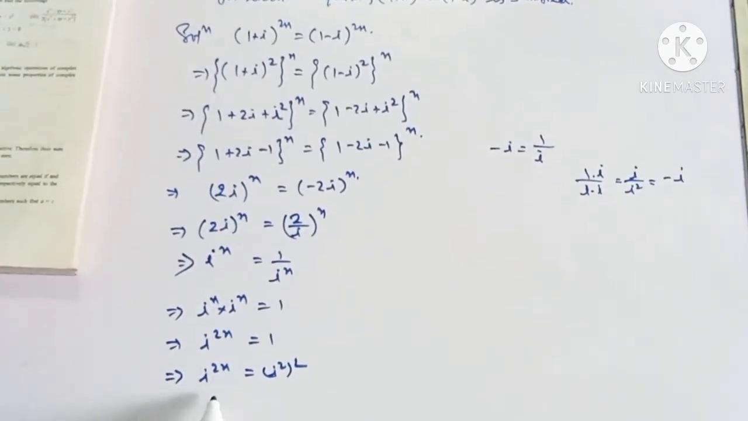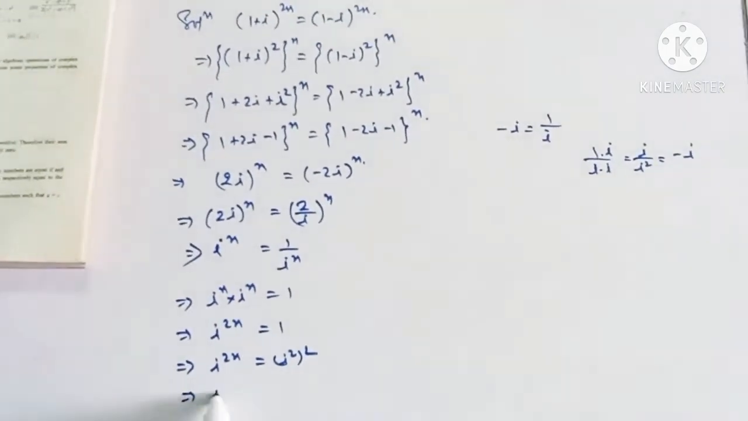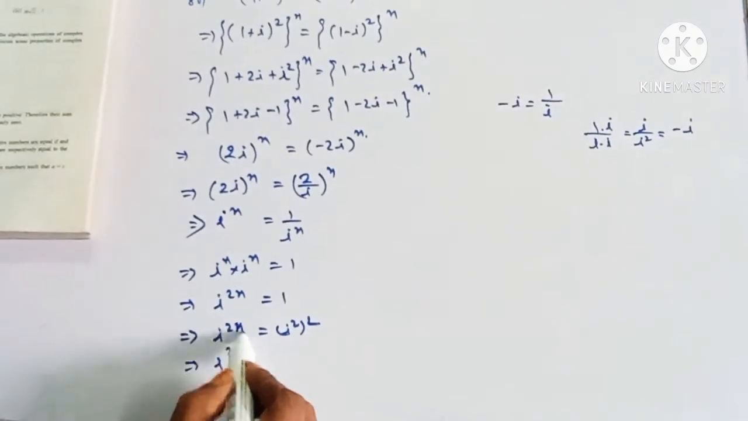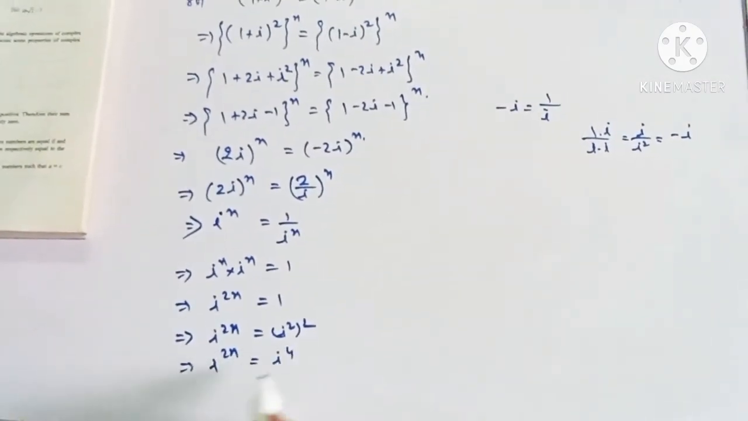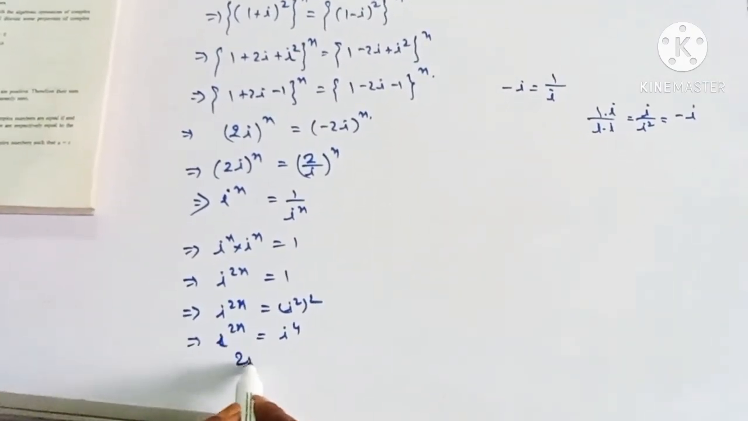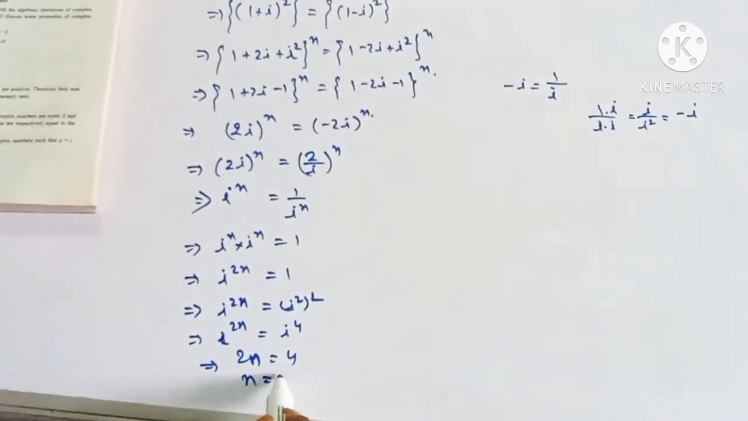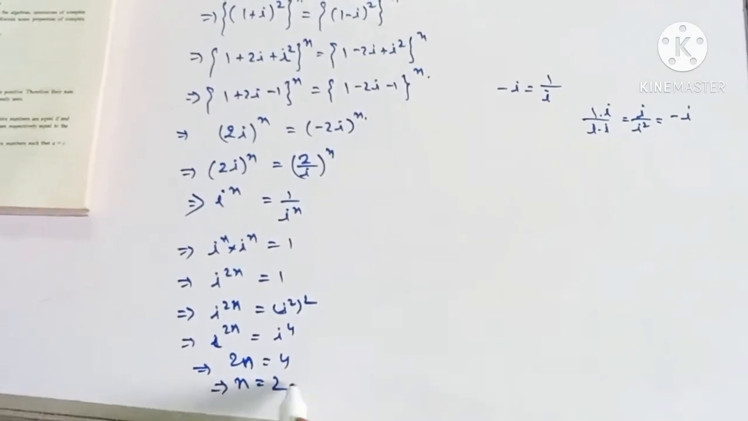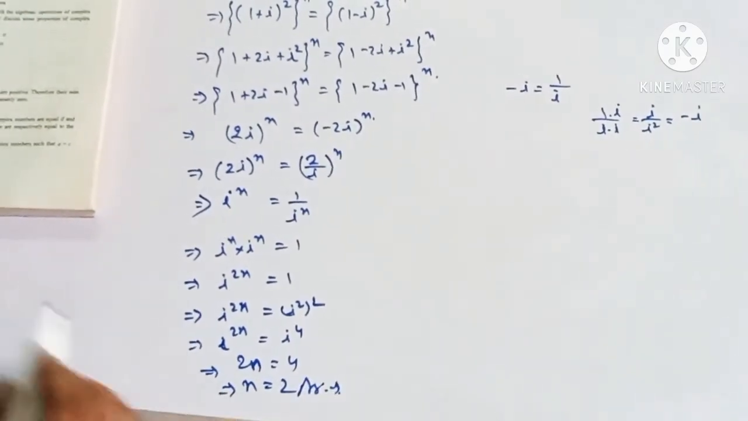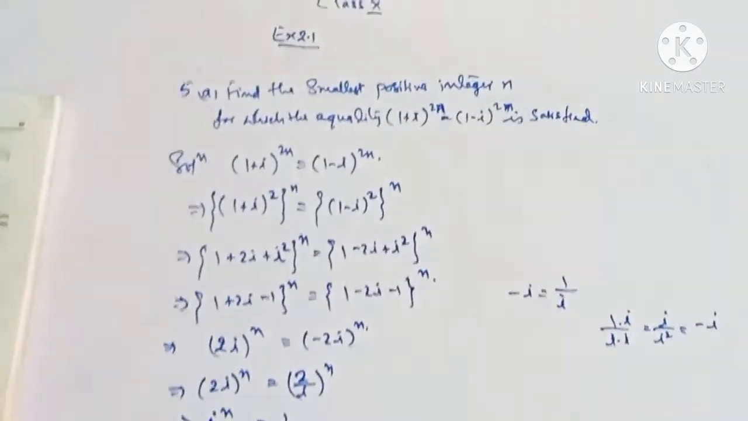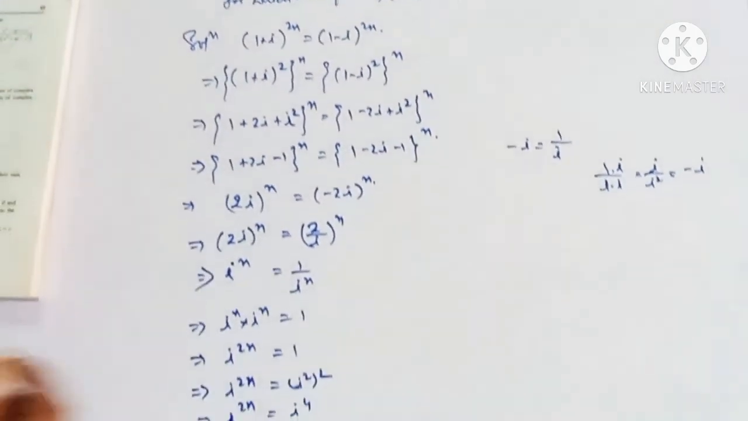So from this, i to the power of 2n, this is n, is equal to i to the power of 4. So 2n is equal to 4. So n is equal to 2. This is your answer. Now I am going to the second question.